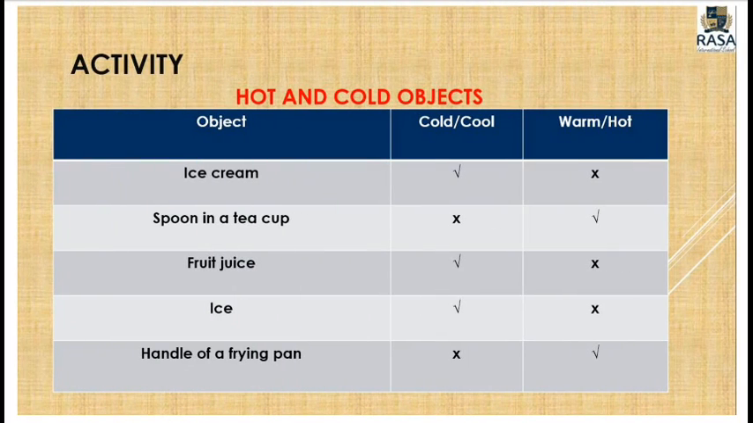First, we discuss some articles which are hot or cold. So, ice cream, is it cold or hot? Cold, of course. A spoon in a teacup means it should be hot. Fruit juice, it is cool or cold. Ice, cold. Handle of a fry pan, it is of course hot.